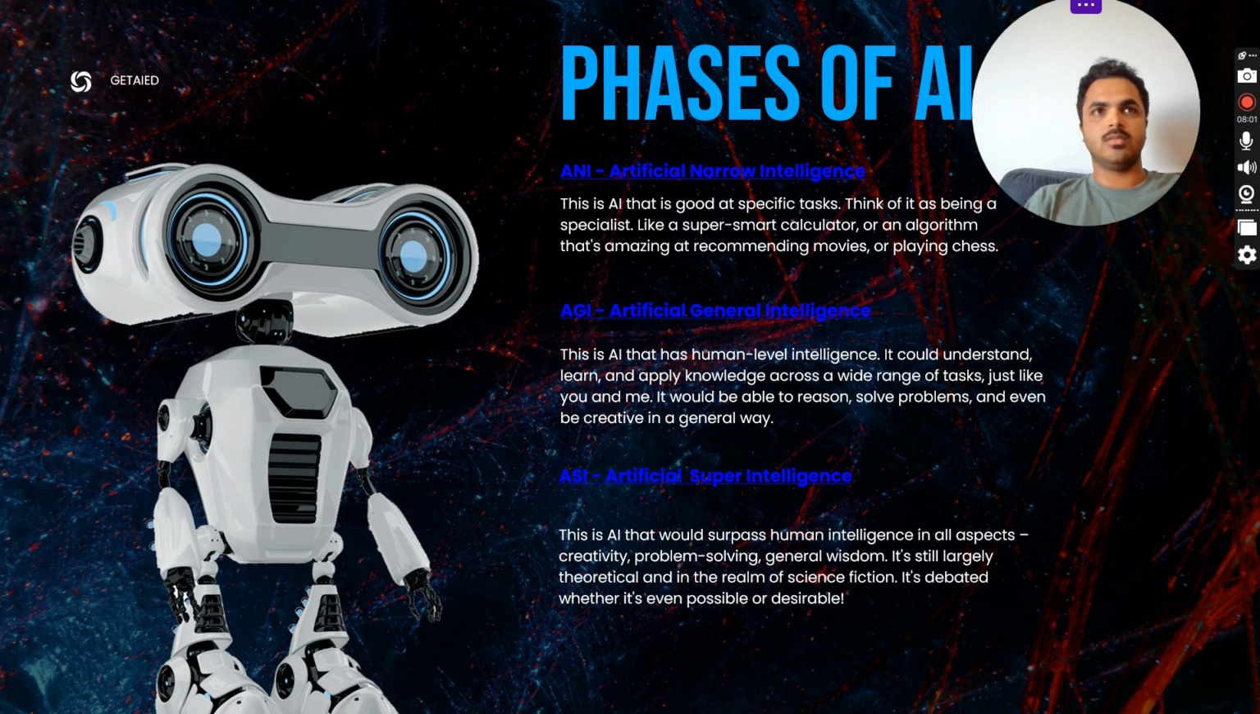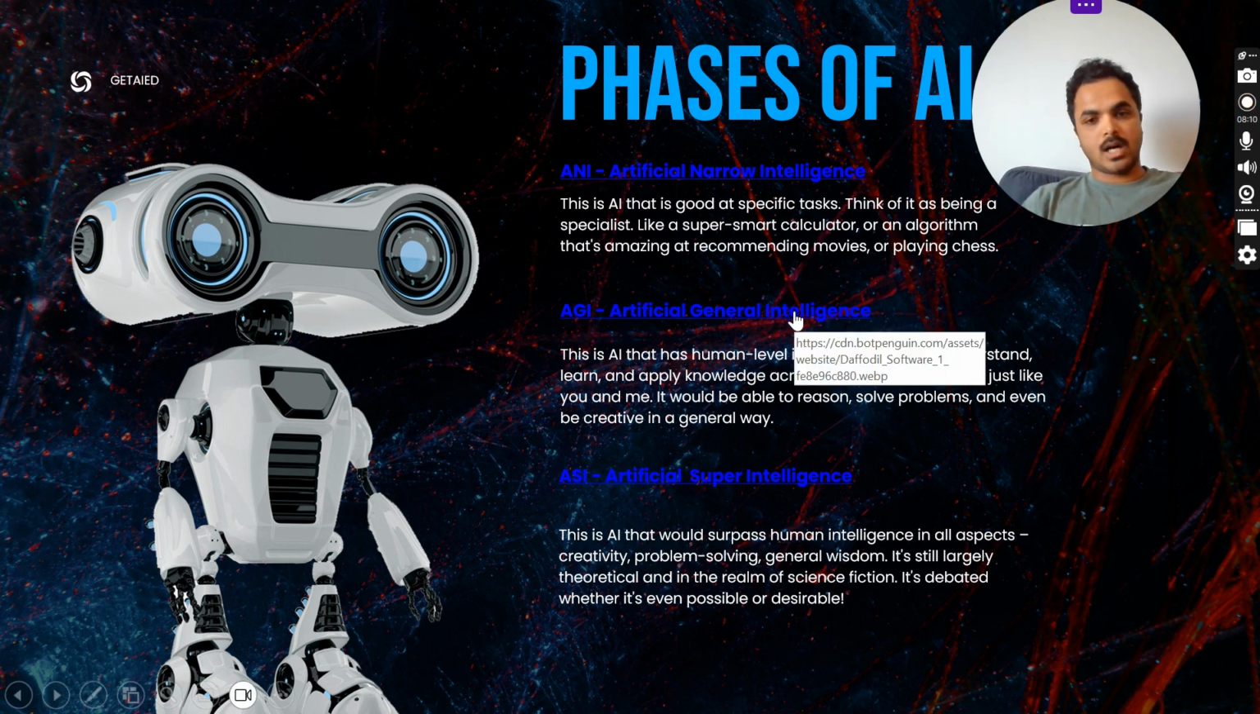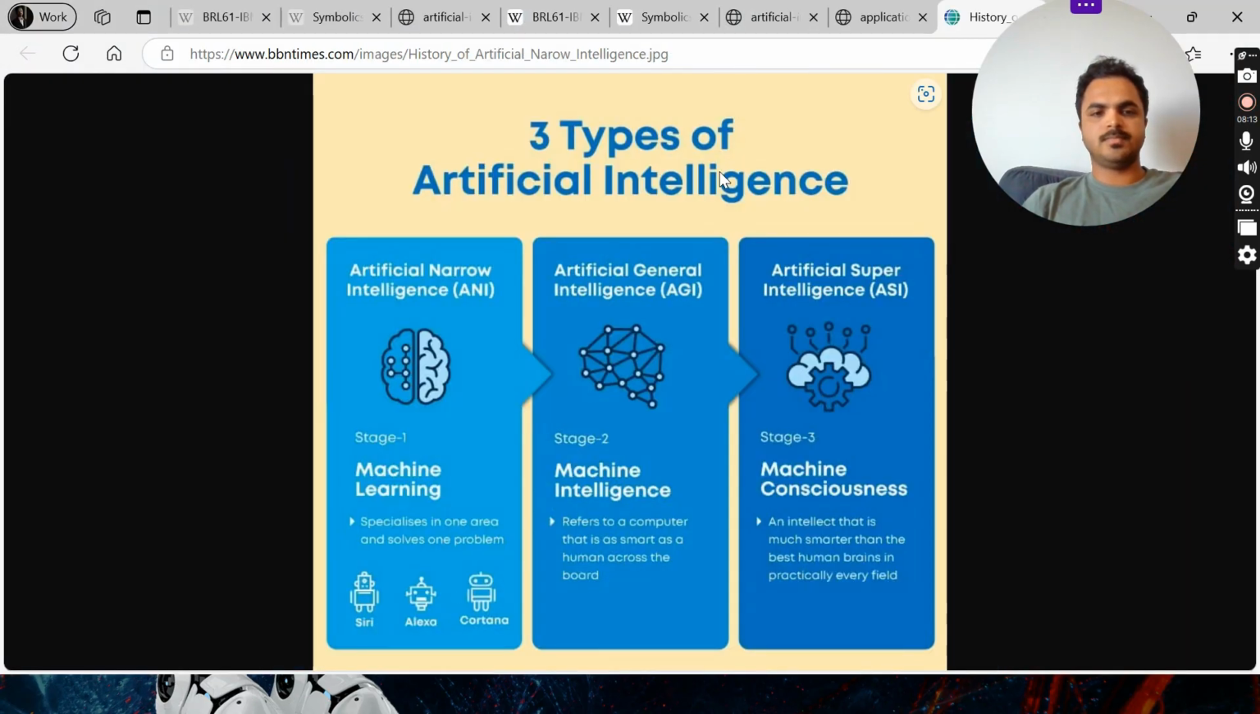So that's how artificial intelligence has grown now. In my opinion, as of now, we are in artificial general intelligence. I just want to show you the stages, the three types of intelligence, just to show you how it all works. The stage one is machine learning, the second stage is machine intelligence, and the third stage is machine consciousness.